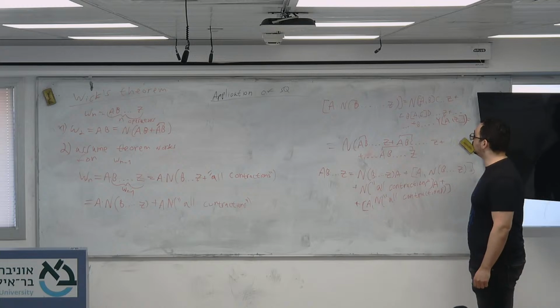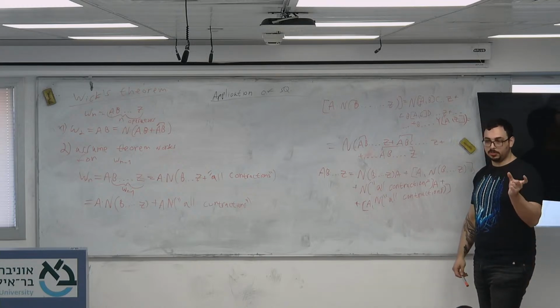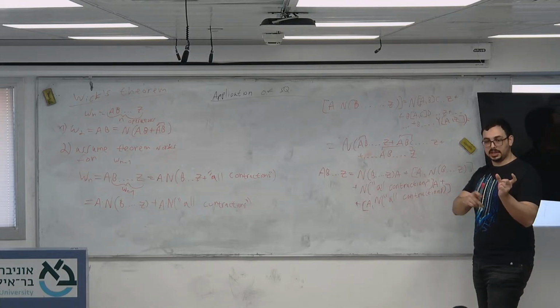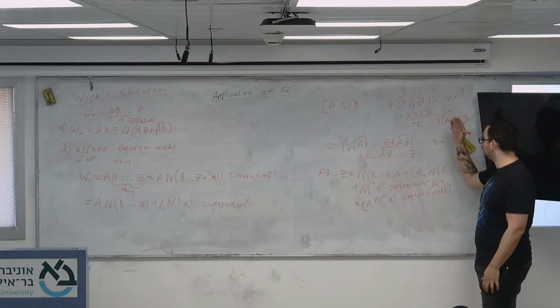This is a known relation. Commutation of one operator times a set of operators will be a sum over single commutations, all the possible single commutations.